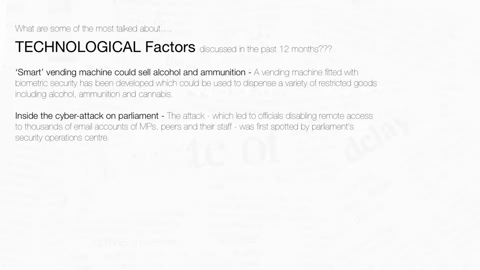Inside the cyber attack on Parliament. The attack, which led to officials disabling remote access to thousands of email accounts of MPs, peers, and their staff, was first spotted at Parliament's Security Operations Centre. Cyber attacks have been in the news throughout the year. There's been another one on the NHS, as well as various others, something that again is going to have a huge impact on our future.